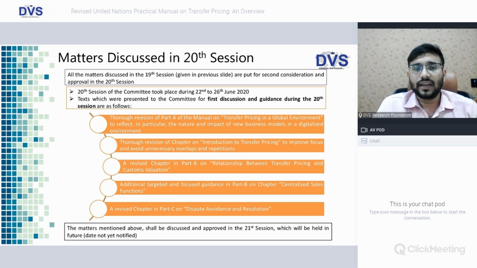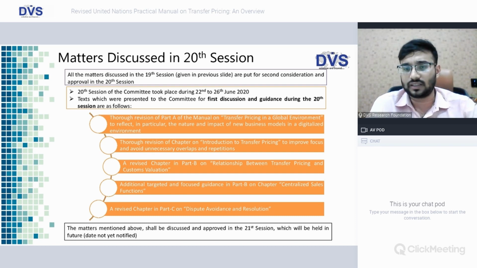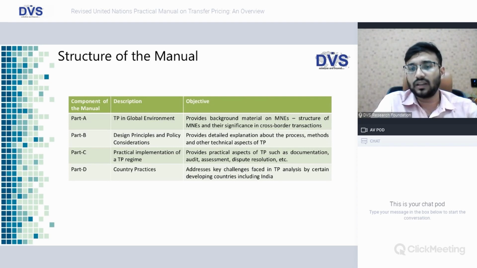Additional targeted and focused guidelines in Part B on chapter centralized sales function. A revised chapter in Part C on dispute avoidance and resolution. So the matters which are mentioned above shall be discussed and approved in the 21st session. The 21st session is yet to be held, on a future date which is not notified. So these matters again would be discussed in the 21st session, and there would be some more agendas in the 21st session, which will get finalized in the 22nd. With the end of the 22nd session, whatever the discussions happen in the five sessions, along with the suggestions and the inputs by the subcommittees, there would be revision in the TP manual.